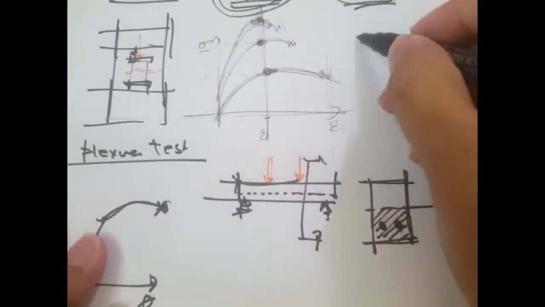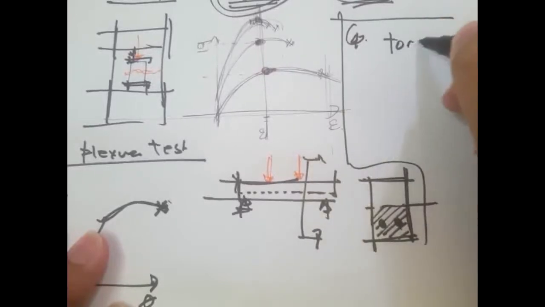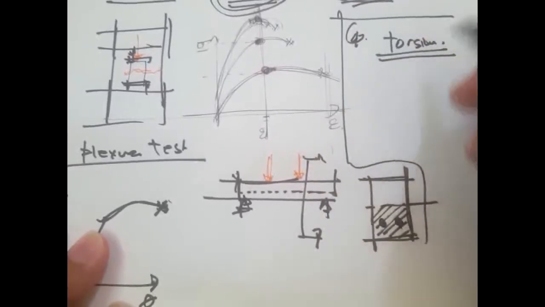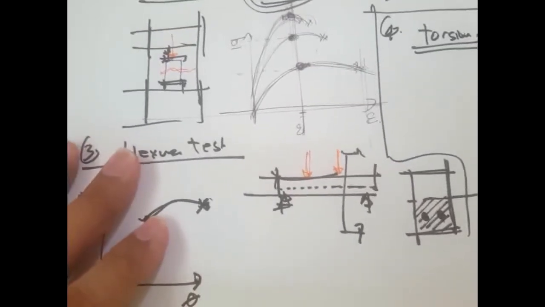Okay, and then last one, we can also have test in terms of, let's say, torsion. Okay, for shafts and mechanical components.